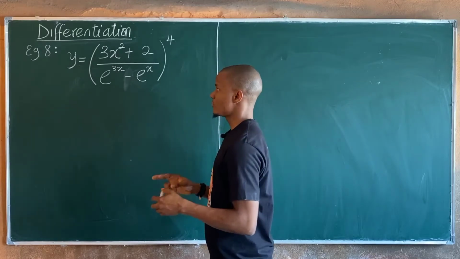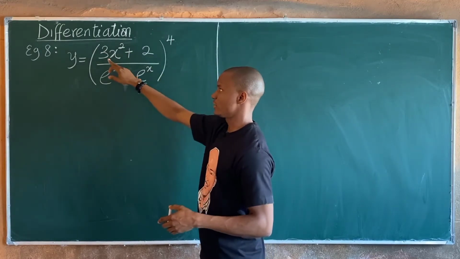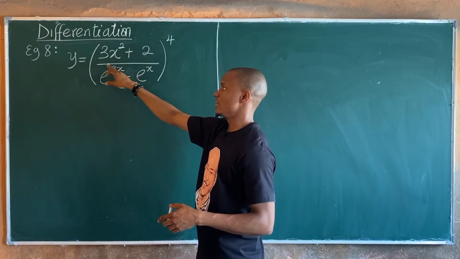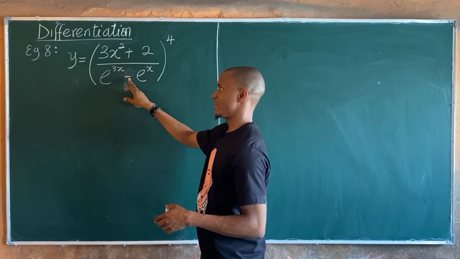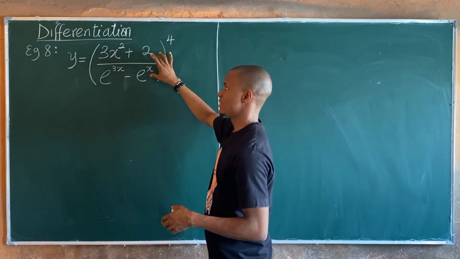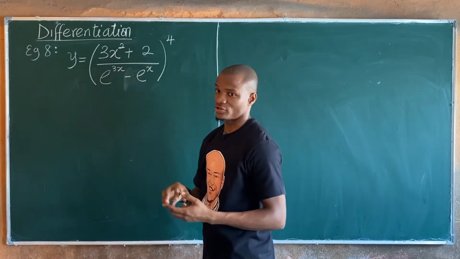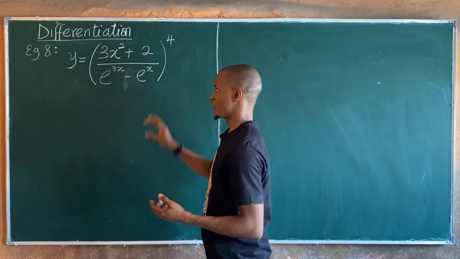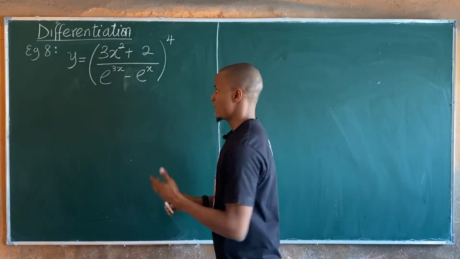But also, while we're using chain rule there, if I look at this, I can see that 3x squared plus 2 is dividing exponential 3x minus exponential x. So hence, there's a bit of quotient rule differentiation here due to the division. So this is more like a combination of quotient rule and chain rule differentiation. Let's work on this.